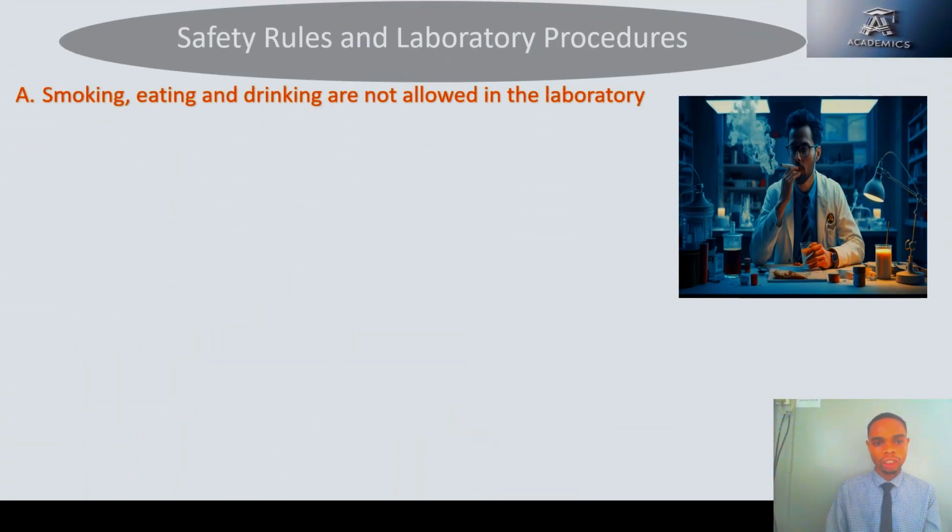The first rule is that you're not allowed to smoke in the lab or eat or drink in the lab. Some of the chemicals we are dealing with are flammable in nature. So when you smoke, it can lead to a fire outbreak. Also, you're not allowed to eat in the lab because your food or drink might get contaminated. So eating, drinking, and smoking are highly prohibited in the laboratory.